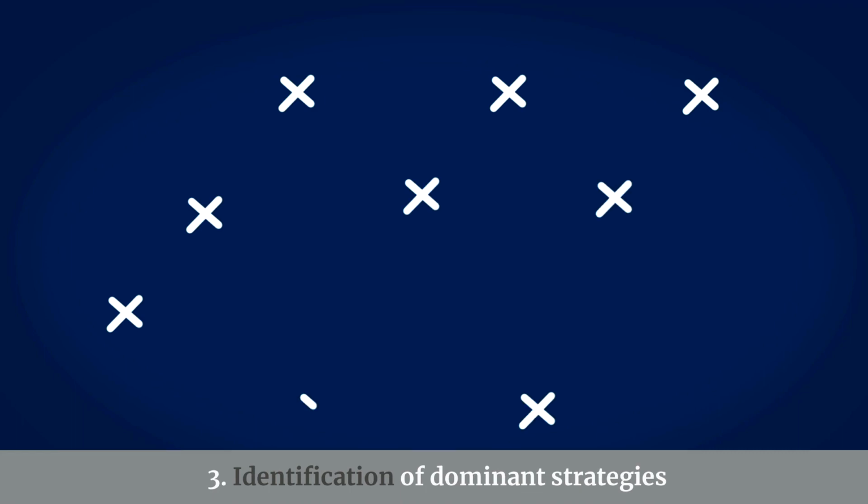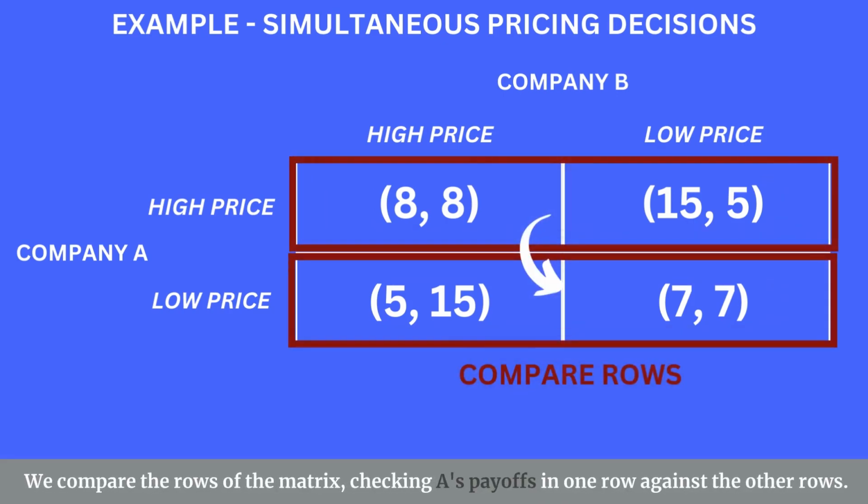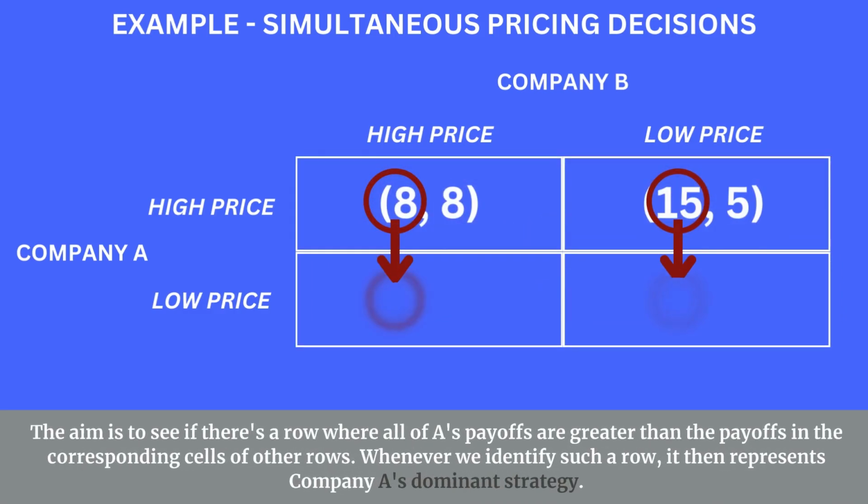3. Identification of dominant strategies. Now that we have our payoff table set up, let's look for any dominant strategies. First, we focus on Company A. We compare the rows of the matrix, checking A's payoffs in one row against the other rows. The aim is to see if there's a row where all of A's payoffs are greater than the payoffs in the corresponding cells of other rows. Whenever we identify such a row, it then represents Company A's dominant strategy.